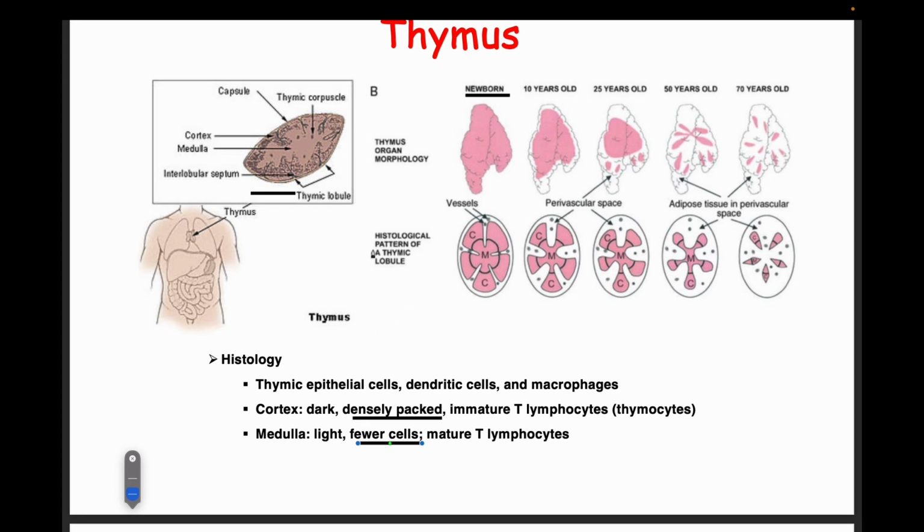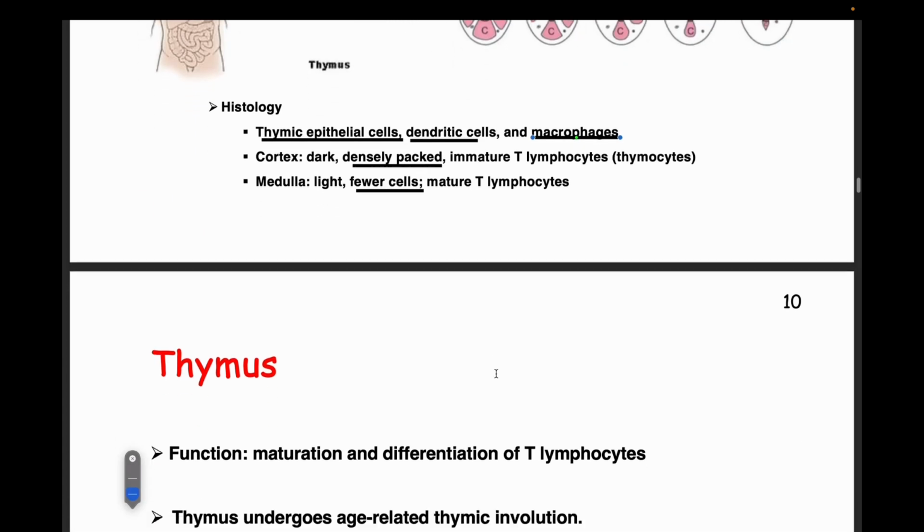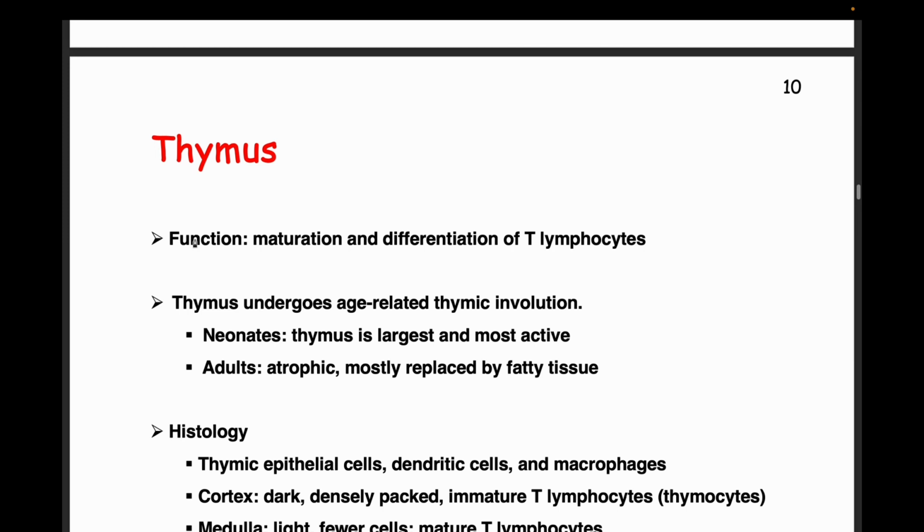What are the cells that are present in the thymus? We have thymic epithelial cells, dendritic cells, and macrophages. Here the function of the thymus is that it is the site of maturation and differentiation of lymphocytes, not production, which happens in the bone marrow. Maturation and differentiation of the T lymphocytes happen in the thymus.